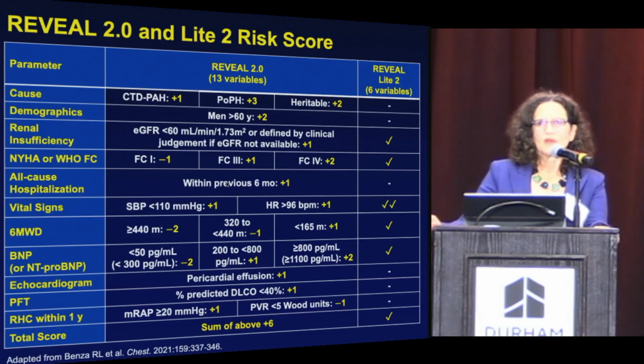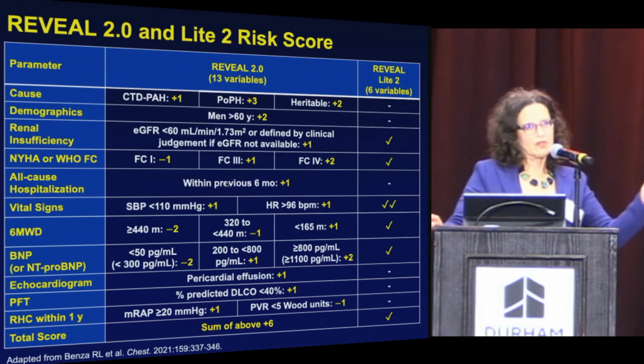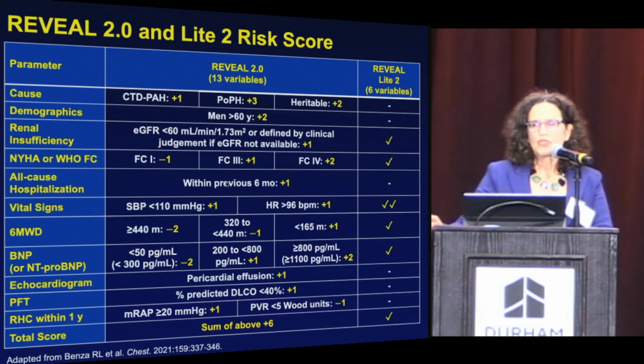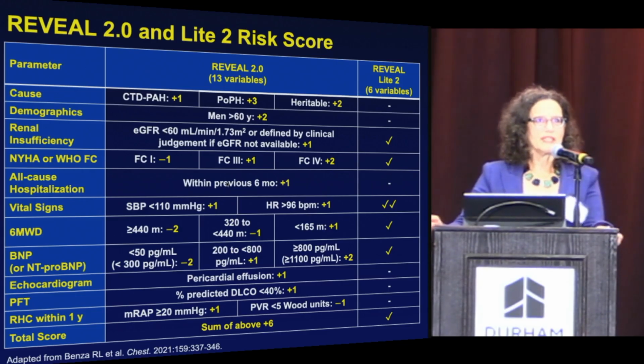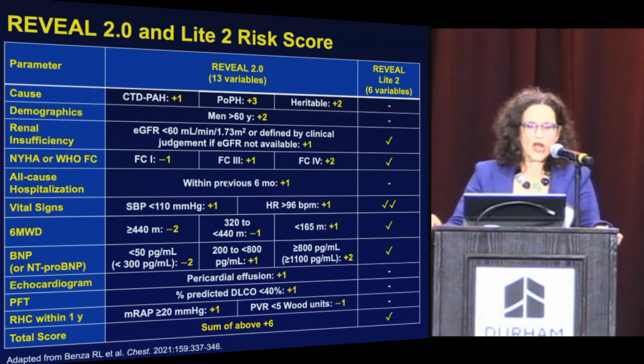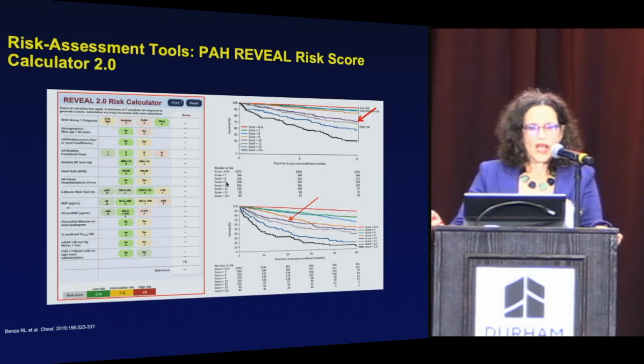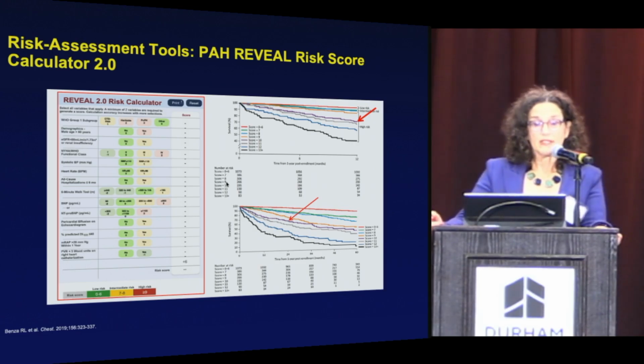We are in the US, so I'm going to start with Reveal, which, as you know, has undergone transformations over the years. But these are the data for the Reveal 2.0 calculator, which has 13 variables, some of which are non-modifiable. And that's a conversation that we've had many times in terms of risk calculators. And it's also been simplified into the Reveal Lite 2 version. And it is incredibly accurate. You can look at your Reveal score and predict what your prognosis is. So it's a very accurate tool to predict prognosis.